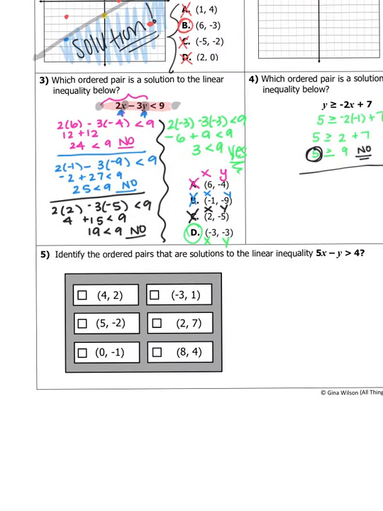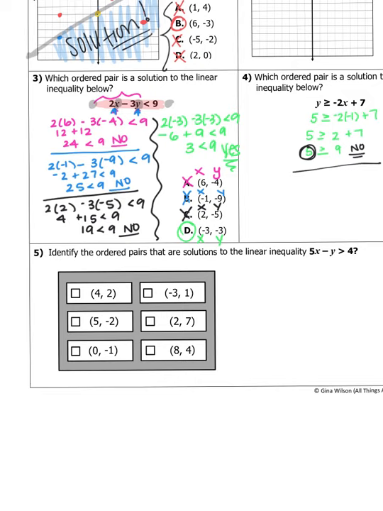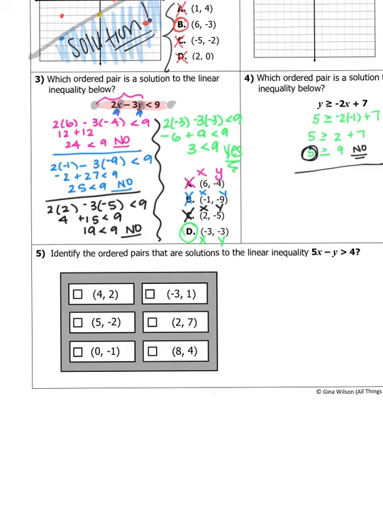All right, number 5 says identify the ordered pairs that are solutions to the linear inequality. So you're going to check all of these, all 6 of them, just like we did on 3 and 4. I will tell you that instead of one of them being a solution, on this one there are 2 solutions. So you should end up with 2 check marks. So go ahead and plug your x coordinate in where x is and your y coordinate in where y is. And then if it makes a true statement, it is a solution.